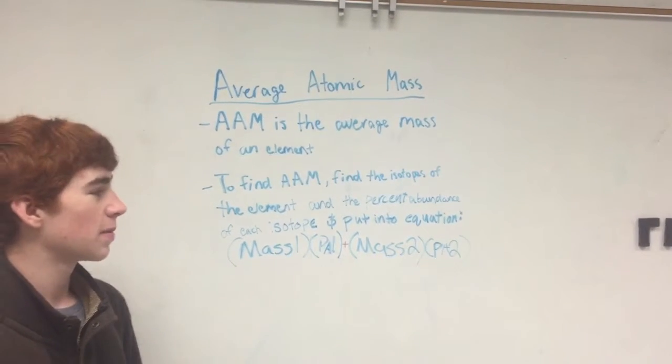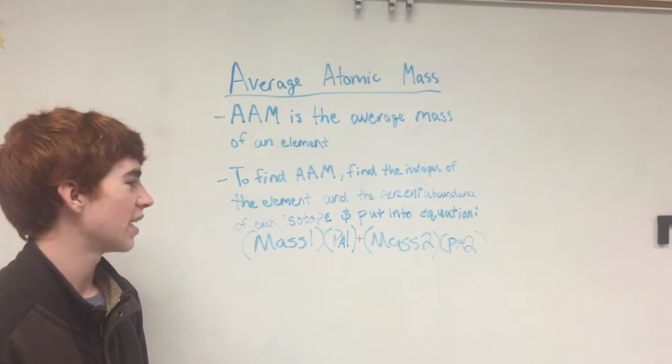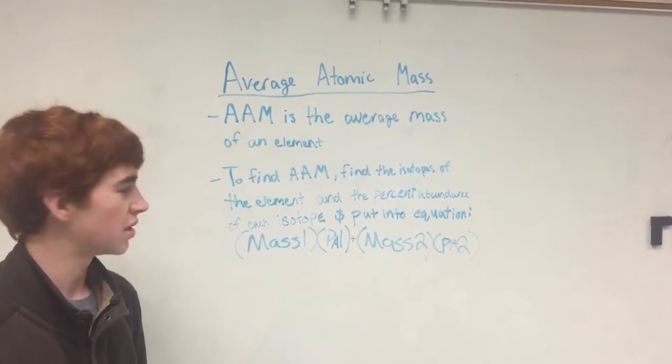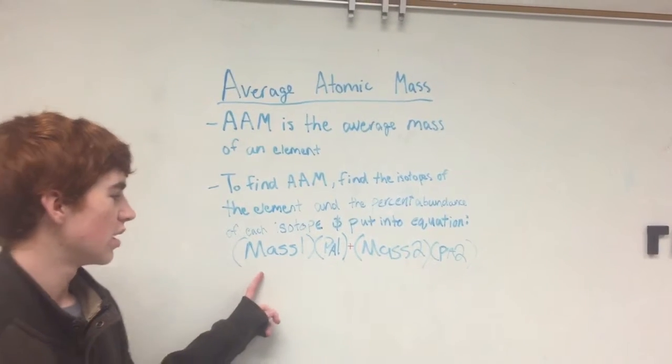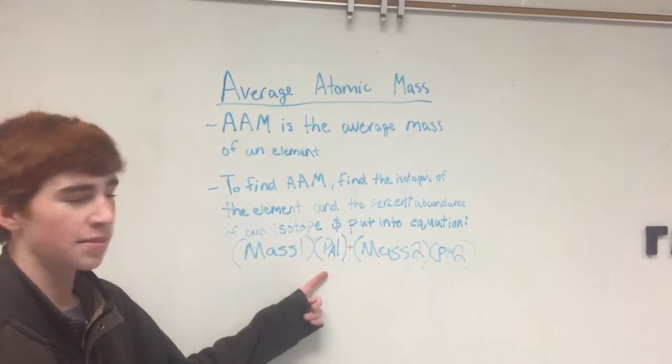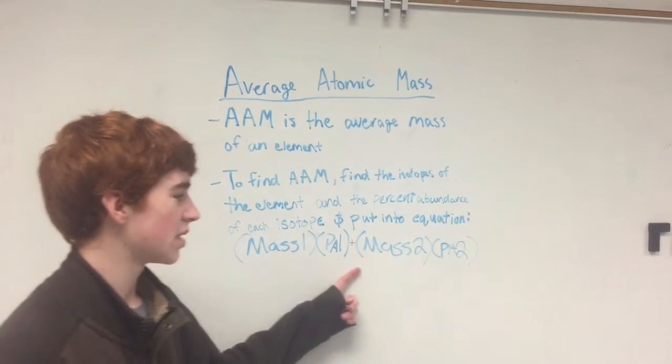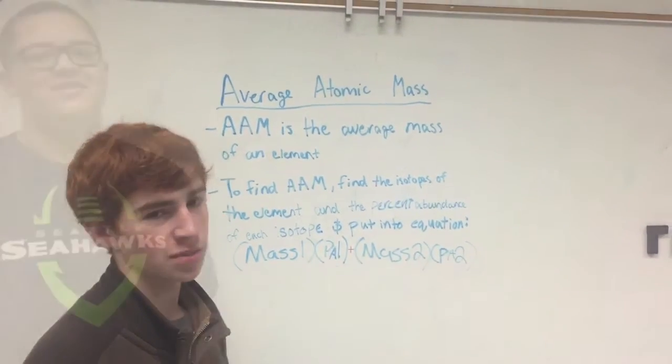To find the average atomic mass, find the isotopes of the element and the percent abundance of each isotope, and then put it into this equation. Mass of isotope 1 times its percent abundance plus mass of isotope 2 times its percent abundance.